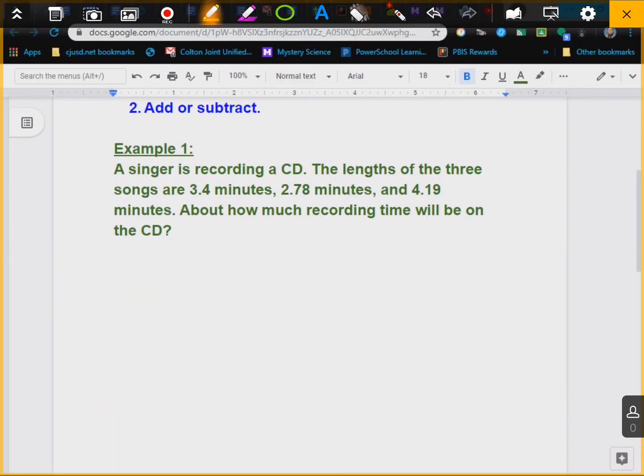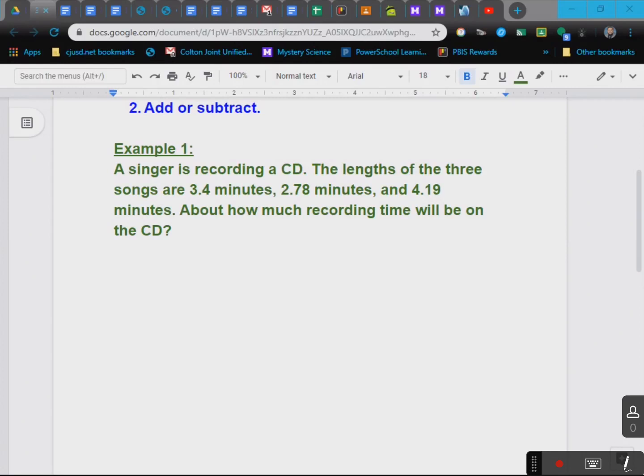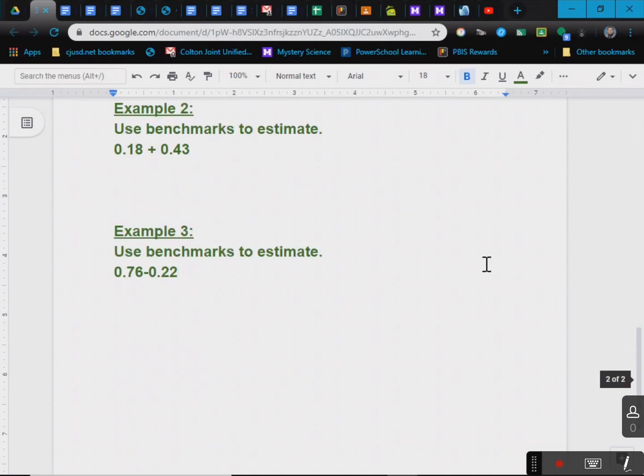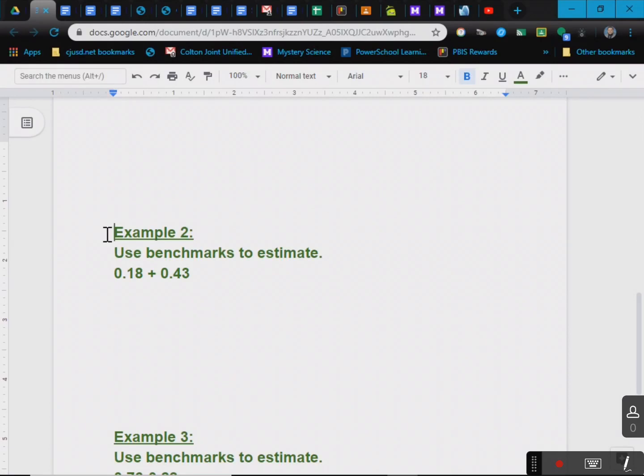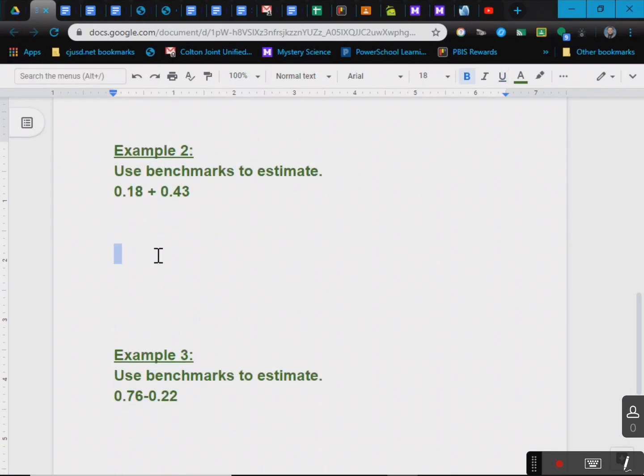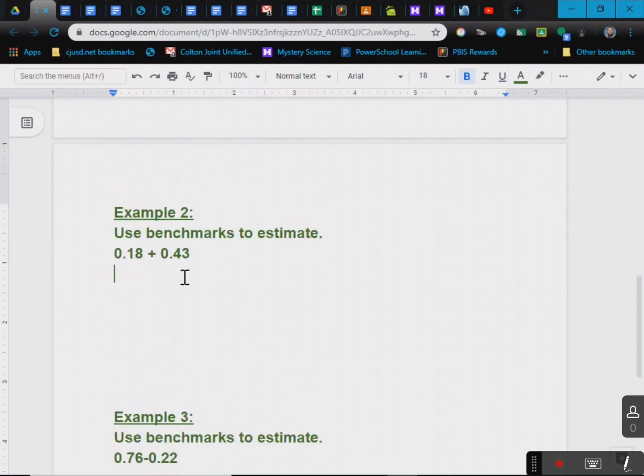Let's go ahead and go to example 2, because this is where benchmarks come into play. Let's see where we are. All right. So examples 2 and 3 say use benchmarks to estimate. So they're not having us round to the nearest whole number. They're having us use benchmarks. They're saying round to like the nearest benchmark, the one that would be closest to it.